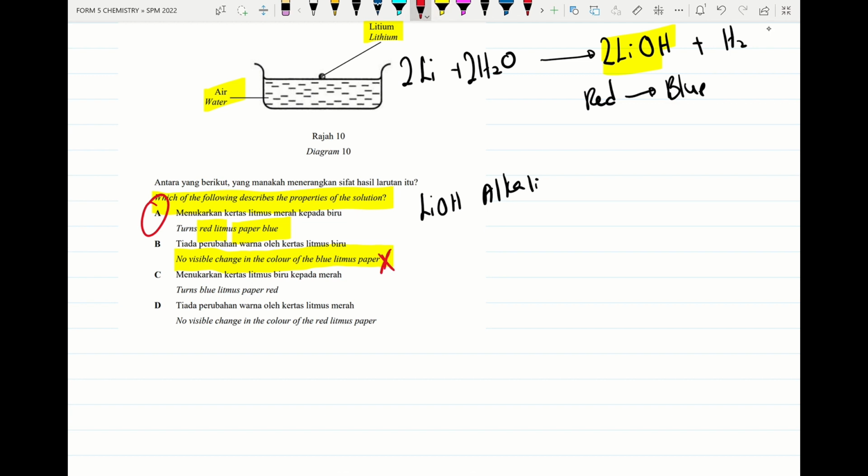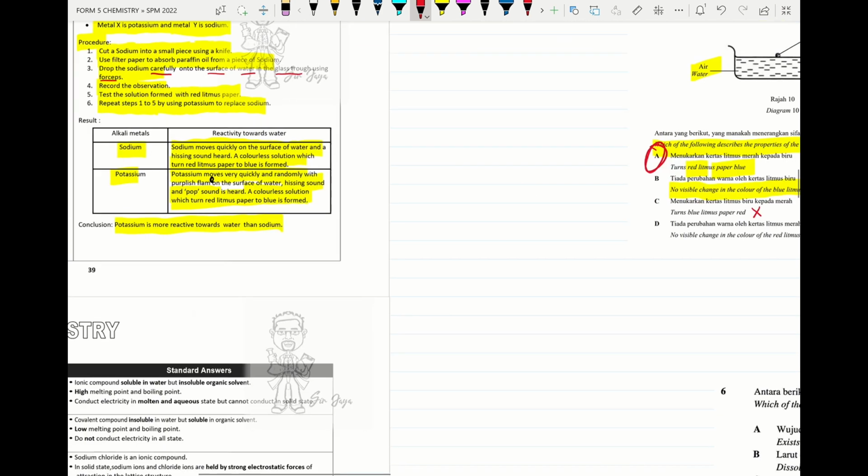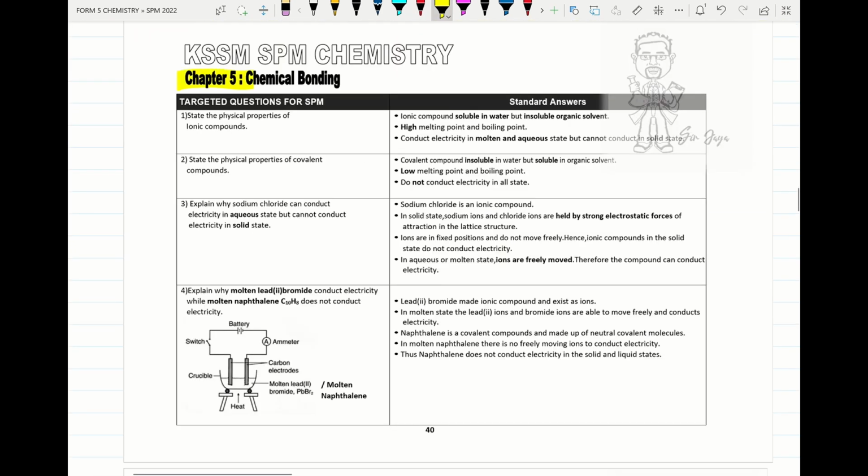So the blue litmus paper turns red, wrong. All right, so no visible change in the color of red litmus paper, wrong. So the answer is A. All right, so we move on to the next, chapter 5, chemical bonding.